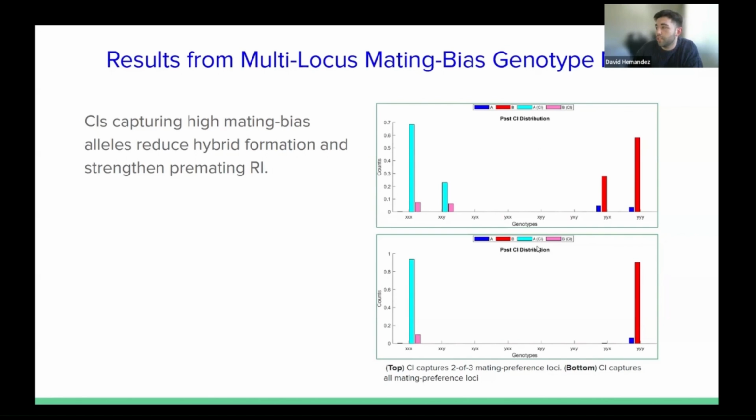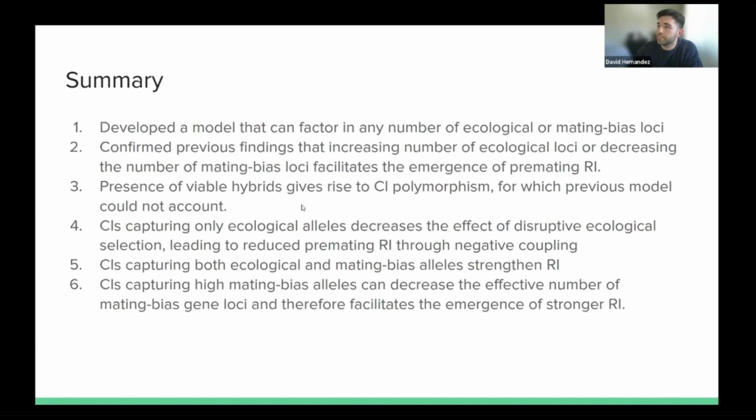So one way we showed that here is we have two bar graphs from two different simulations. The one at the top is where 2 of 3 mating bias loci are captured, and the one in the bottom is where all mating bias loci are captured. So you can see that in the one at the bottom, all of the hybrids end up being eliminated. The light blue and the light pink mean that these are individuals that have the inverted regions. The dark red and the dark blue are the individuals that don't contain an inverted region.